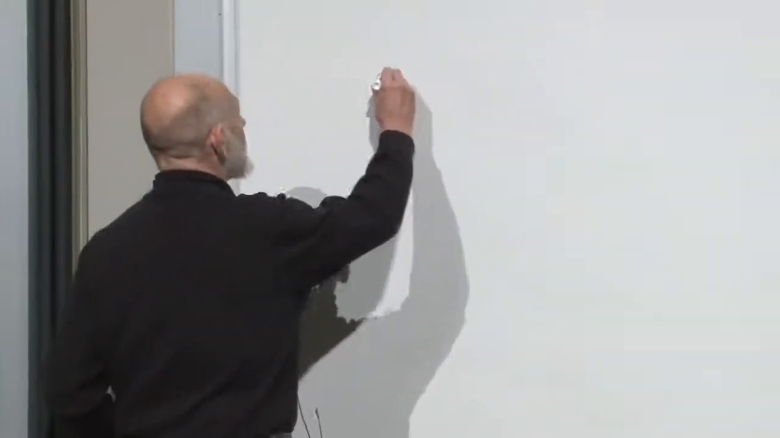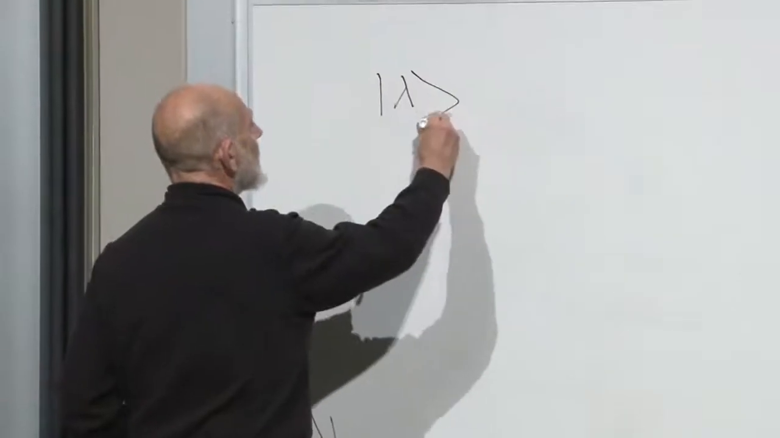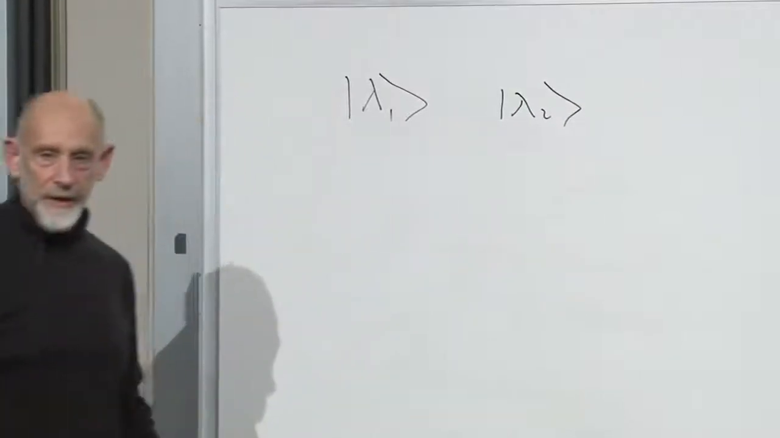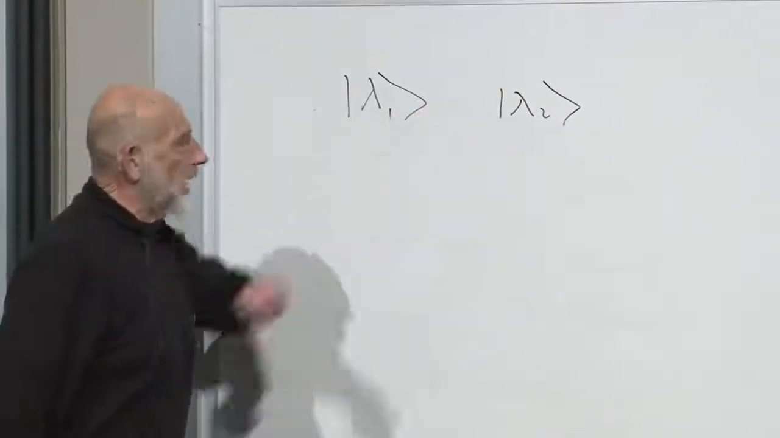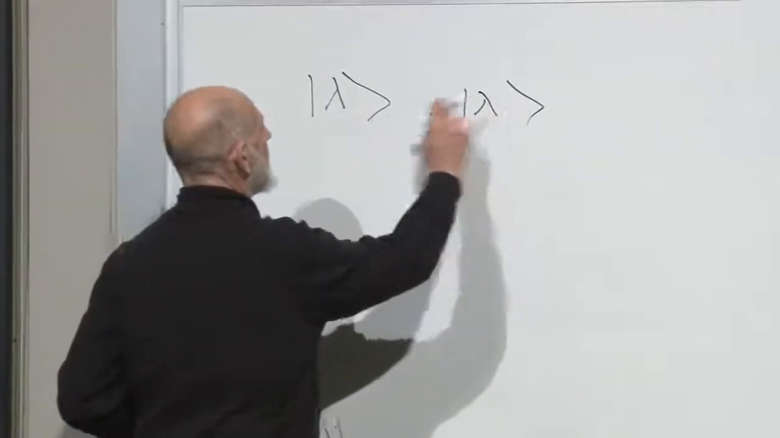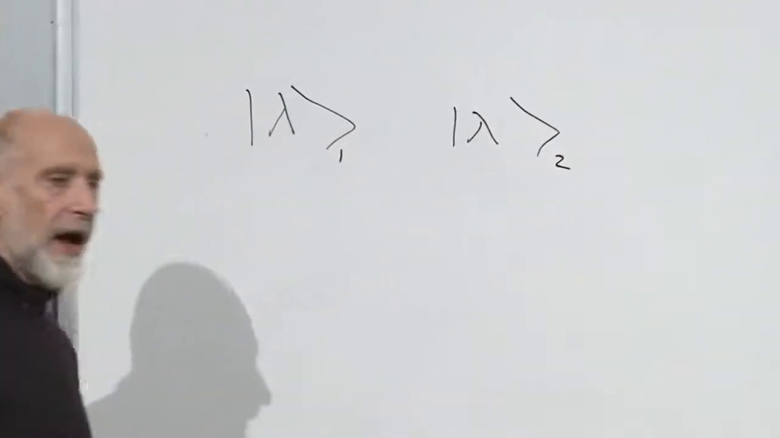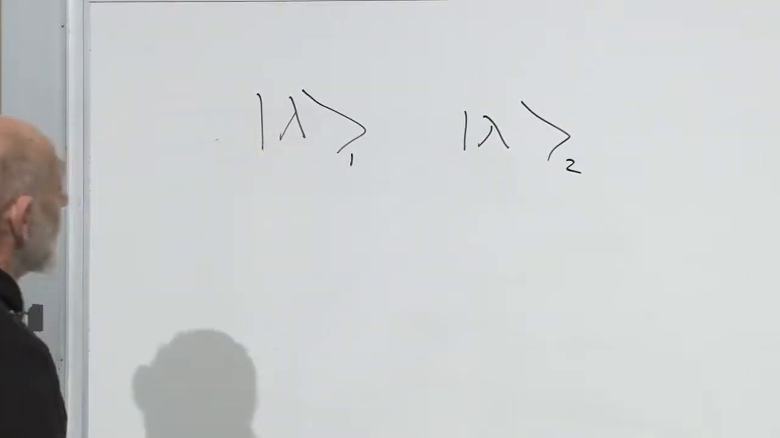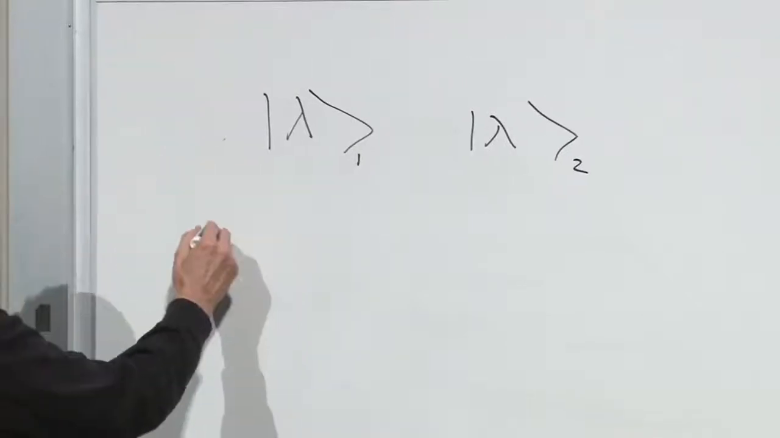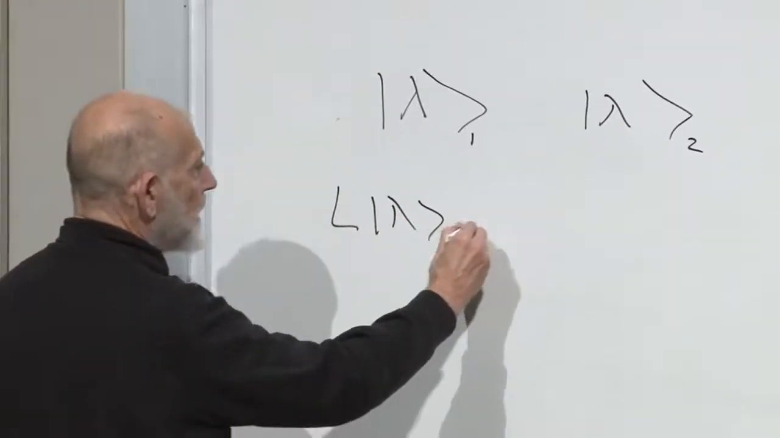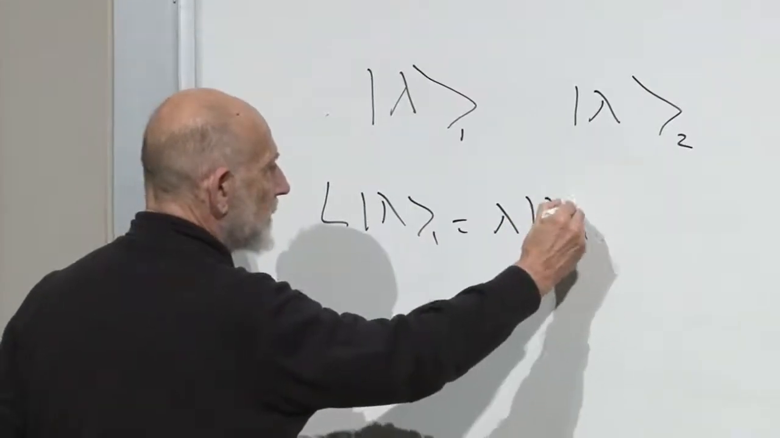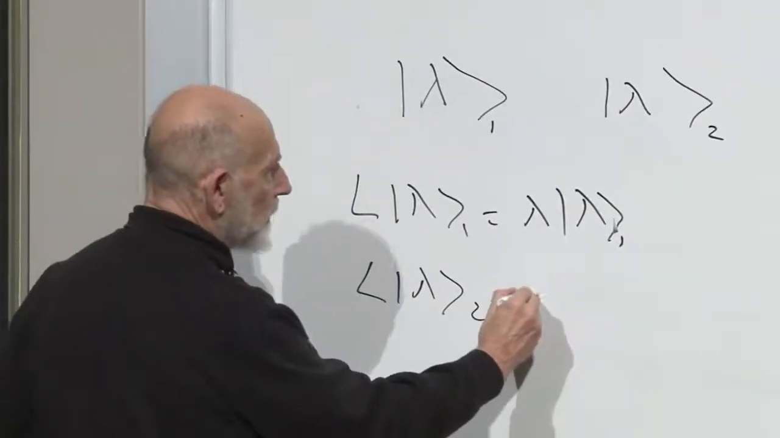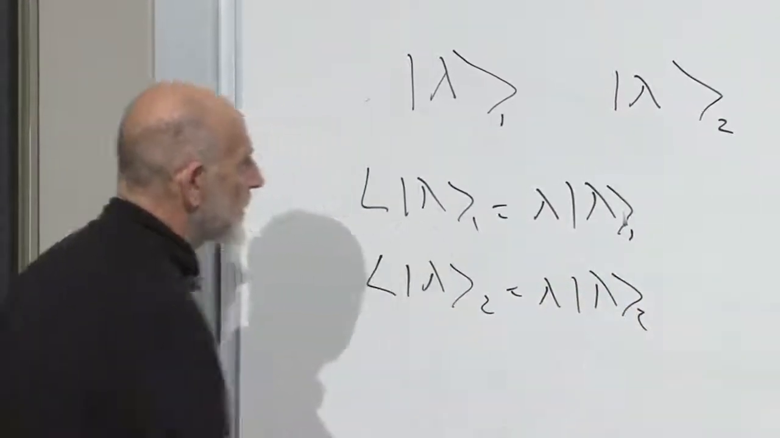For example, let's suppose lambda 1 and lambda 2. Now, these are not two different values of lambda. These are the same value of lambda, but two different eigenvectors. Lambda 1 and lambda 2, two different eigenvectors, both exhibiting the same eigenvalue. What that means is that L on lambda 1 equals lambda times lambda 1, and L on lambda 2 equals lambda times lambda 2.